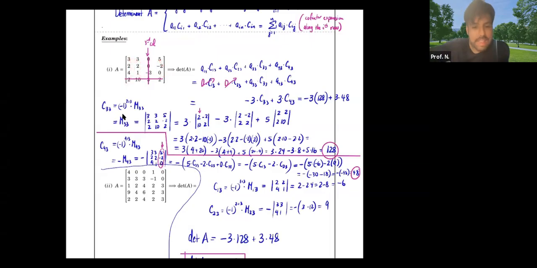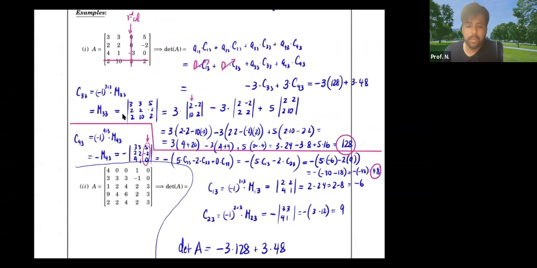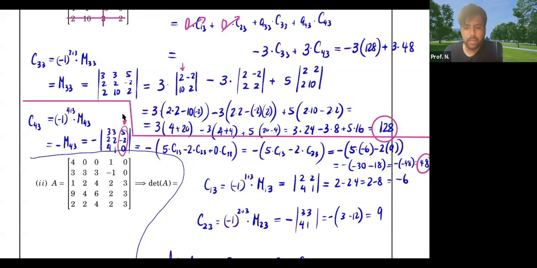The reason why in this problem I'm using the third column is because it's the only column with a 0. I could have also used the third row, the same thing. But I use this last column because there's a 0 in it. So I'm doing the cofactor expansion along this column. Does that answer your question, Ken?